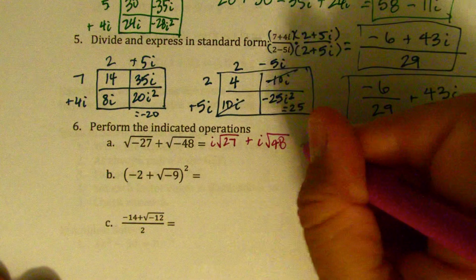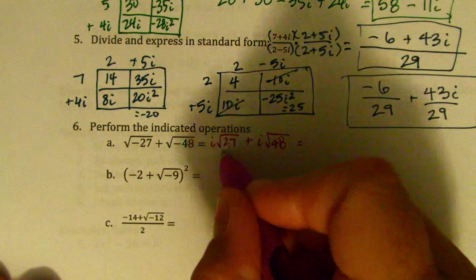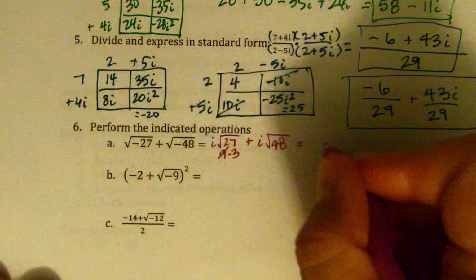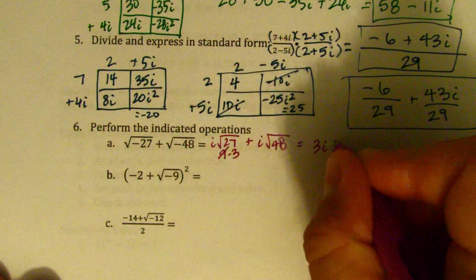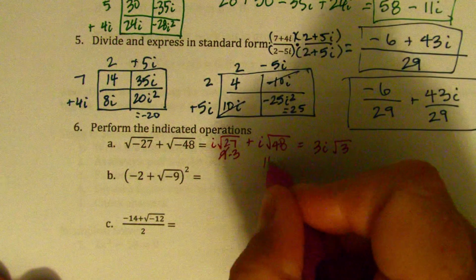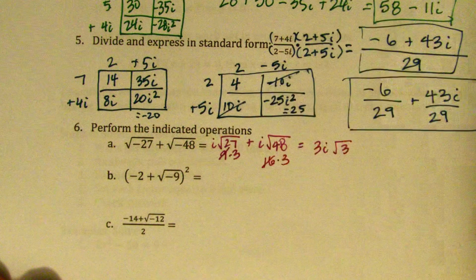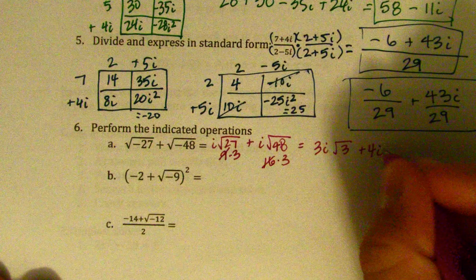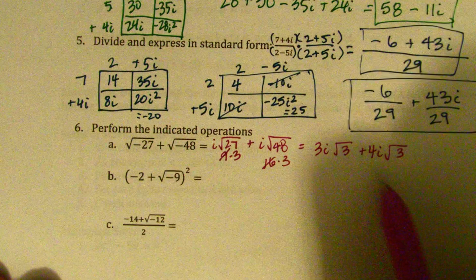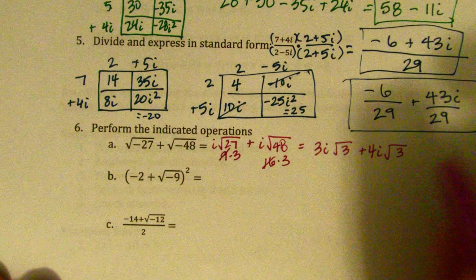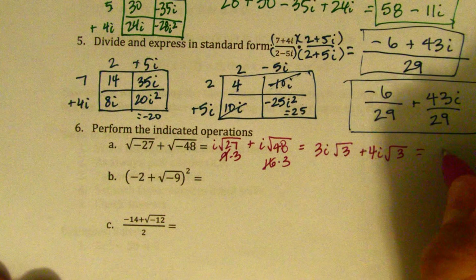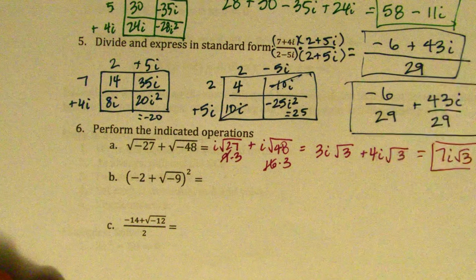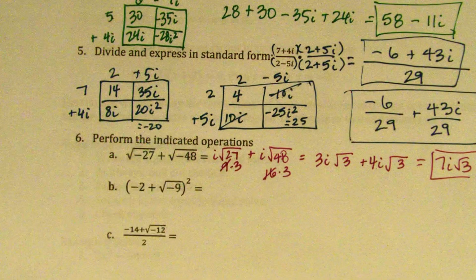We've already practiced simplifying square roots quite a bit. 27 is 9 times 3, so I can pull the 9 out and I'll have a 3 on the outside, so 3i square root 3. 48 is 16 times 3, and the square root of 16 is 4, so I'll have a 4 out front, plus 4i square root 3. These are like radicals. They have the i on them. They have the square root 3, and so this is equal to 7i square root 3. If you don't pull out the i first, it's very easy to make mistakes.